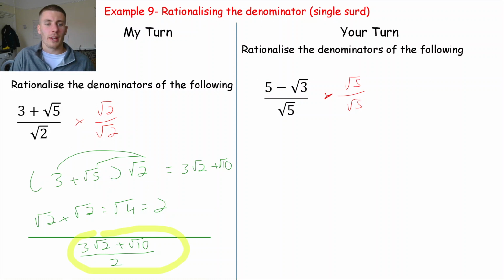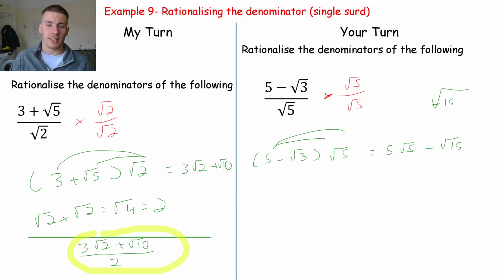Here we're doing, put it into a nice little bracket, 5 take away root 3, and we're timesing it by root 5, expanding your brackets. 5 times root 5, we can just write as 5 root 5. Negative root 3 times root 5 is going to be negative root 15. Definitely, you never write a negative inside the surd. If you're just doing pure maths, not further maths, you're never going to see a negative inside that surd. So just be careful with that.